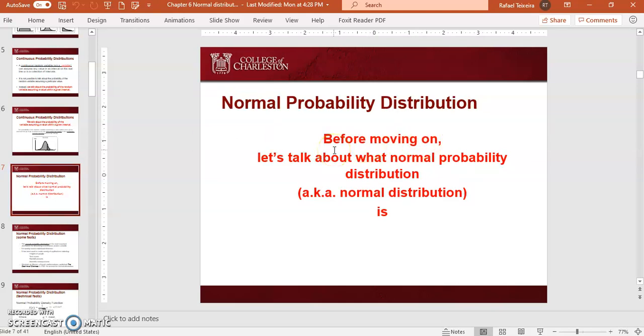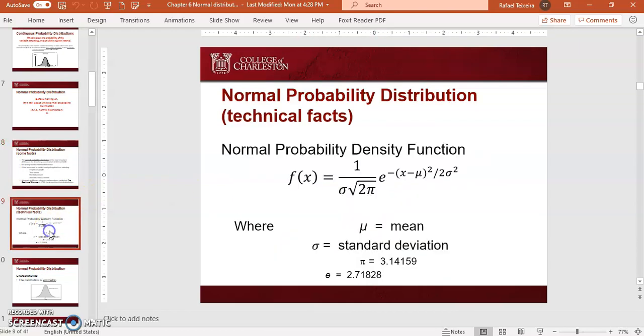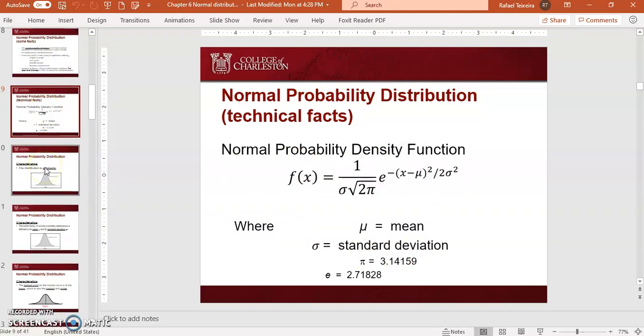Before moving on to applications, let's talk about more characteristics of the normal distribution. The normal probability distribution is one of the most popular. It is the most important for describing a variable. It's widely used in statistical inference and can be used for many variables like heights of people, test scores, rainfall amounts, scientific measurements, and so on. This is the formula for the normal probability density function. We're not going to be working on that. Our class will be more applied, and we're going to be using Excel to answer our questions.